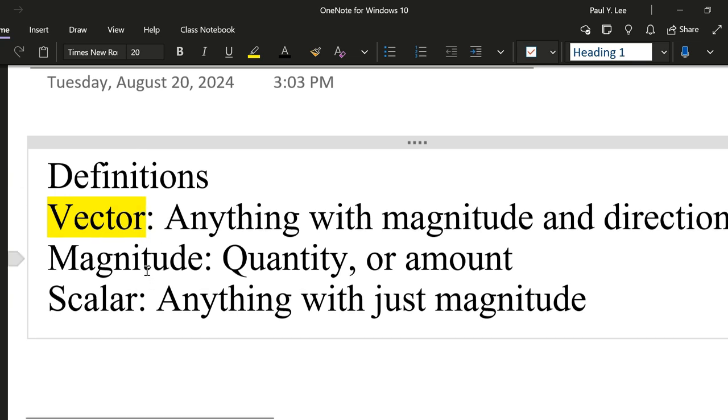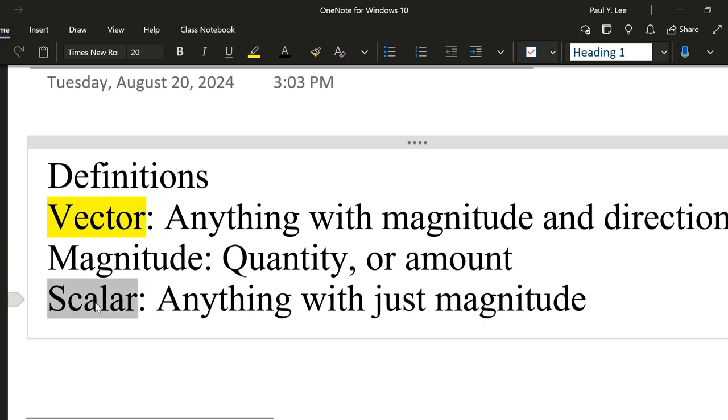Now you might be wondering, Mr. Lee, what about magnitude? What is the definition of magnitude? Well, magnitude is just a very fancy way of saying the quantity or the amount of something. For example, if you had 5 glasses of milk, the number 5 would be the magnitude.